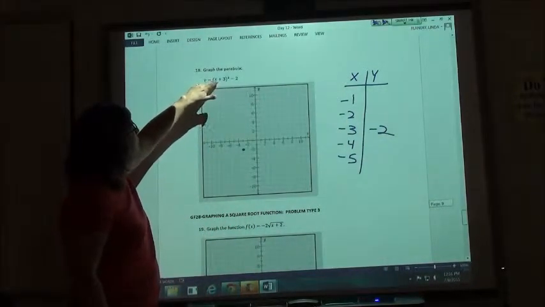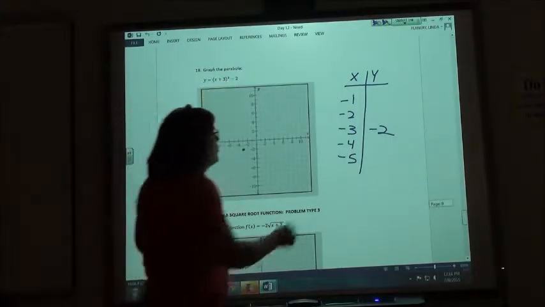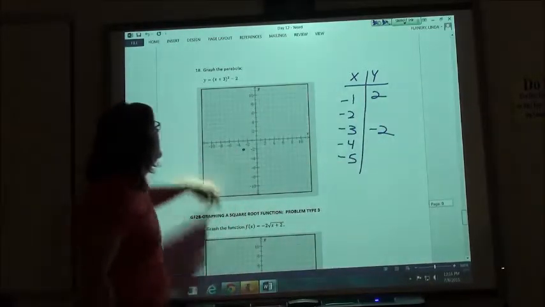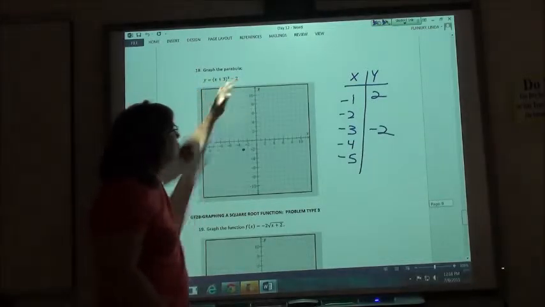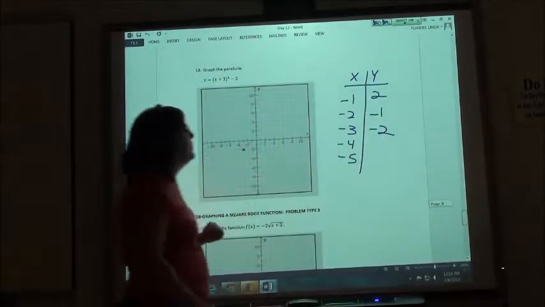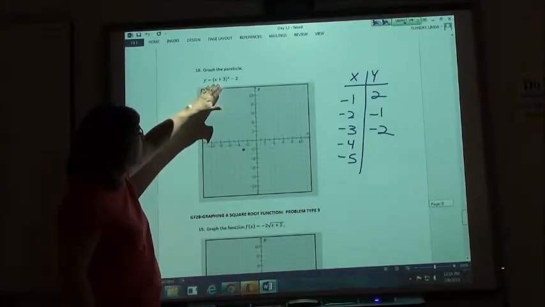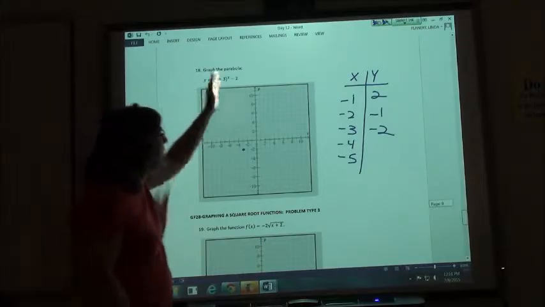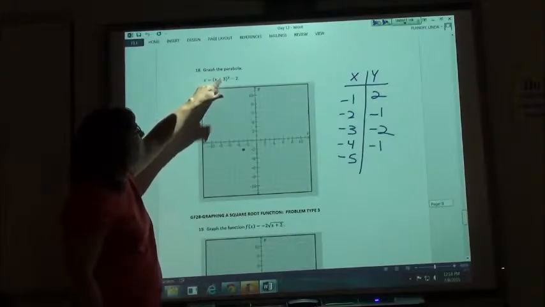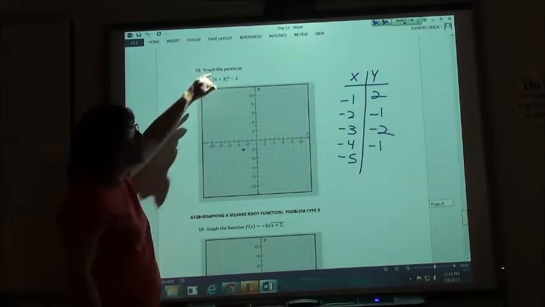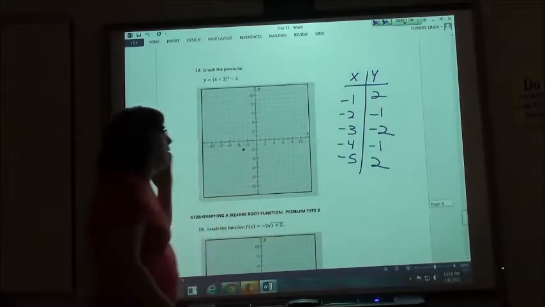So -1 plus 3 is 2. 2 squared is 4. 4 minus 2 is 2. -2 plus 3 is 1. 1 squared is 1. 1 minus 2 is a -1. -4 plus 3 is -1, but a -1 squared makes it +1, and 1 minus 2 is a -1. -5 plus 3 would be -2. -2 squared is a +4. 4 minus 2 is 2.